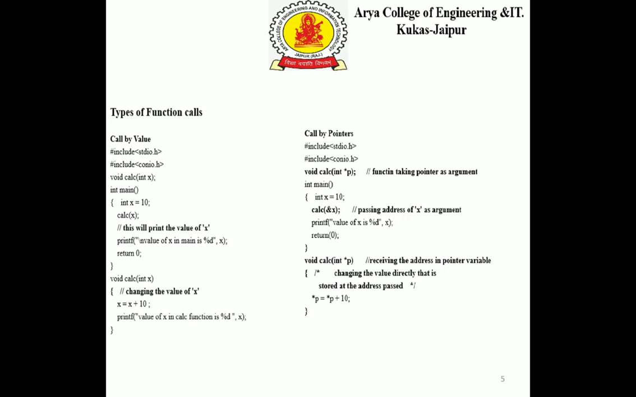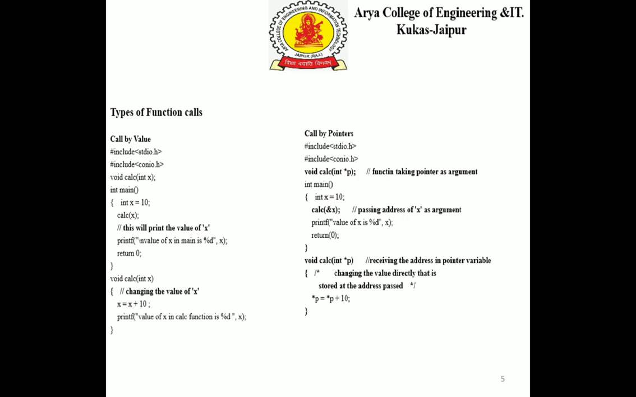Let us see in the example, call by value. Again, the include section, then we are declaring a function calc that is receiving a single parameter of type integer x. In the main function we are taking a variable x whose value is 10. Again we are calling the function and we are passing x. Simple x means we are passing the value.